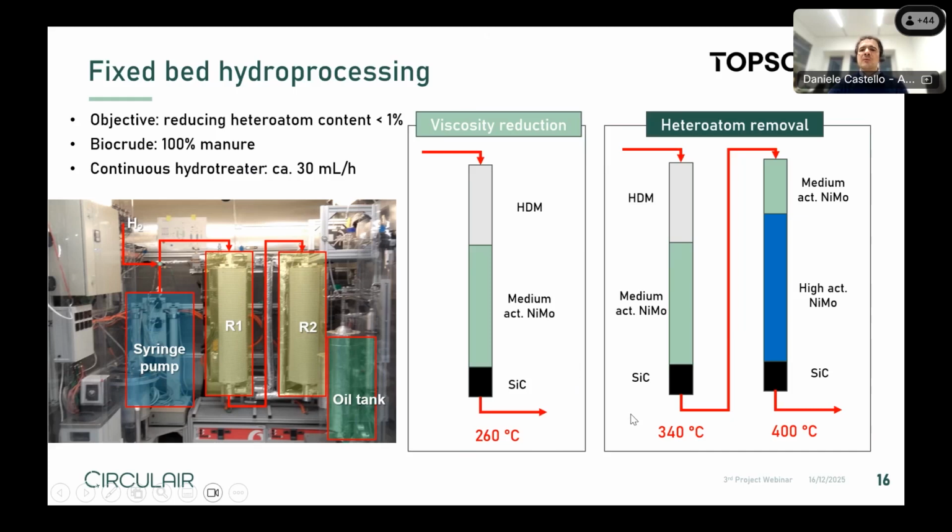And the product from this was processed in a further two-stage architecture with increasing temperature, 340, 400 degrees C, and a choice of catalyst that becomes more the higher activity nickel molybdenum catalyst. We are speaking in all cases of sulfided catalyst, and they were provided by our partner TOPSOE.